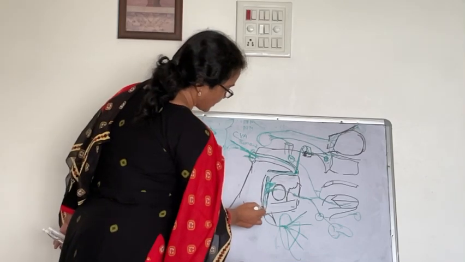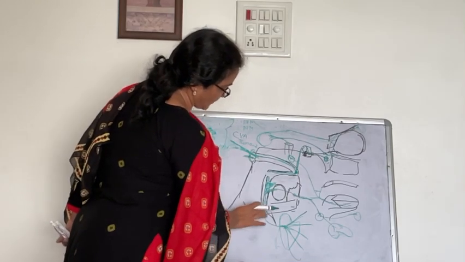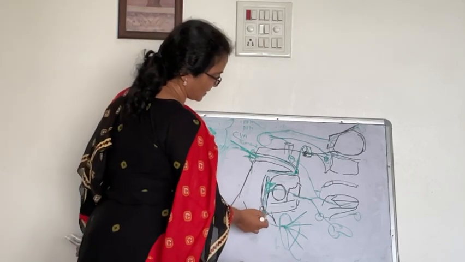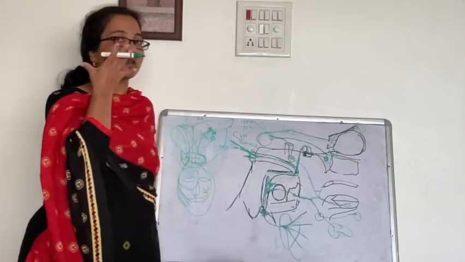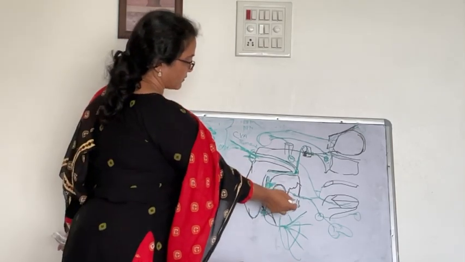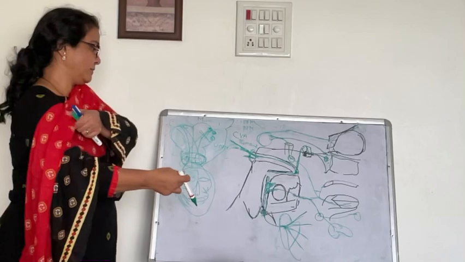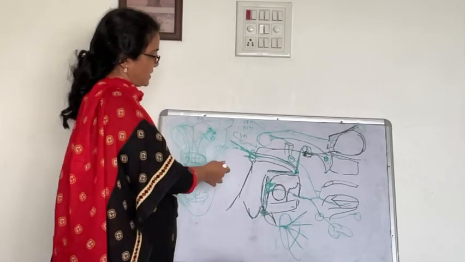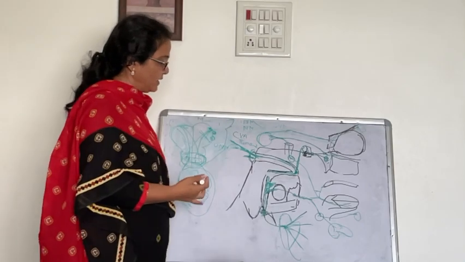Then if the injury occurs at the exit of the facial nerve, that is at the stylomastoid foramen, the terminal branches supply all the facial muscles, so that will cause paralysis of all the facial muscles. So these are the sites of injury of the facial nerve and the causes of injury to the facial nerve.